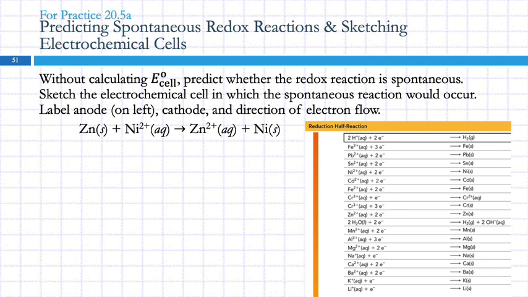So without calculating the cell potential, predict whether the redox reaction is spontaneous, sketch the cell. Okay, so just a word of warning, you will be asked to sketch an electrochemical cell on an exam. So just be aware of that. Label the anode on the left, the cathode in the direction of electron flow. So here we have zinc and nickel, right? So here's nickel. Does it have the values in it? No, it doesn't have the values in it. So here's nickel, and zinc is here.